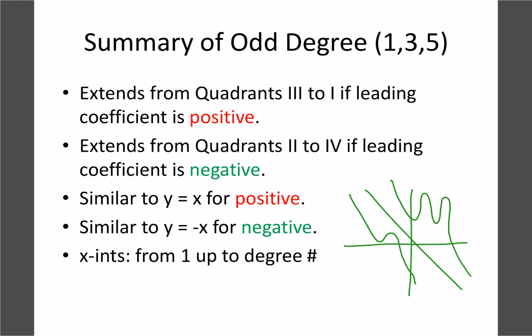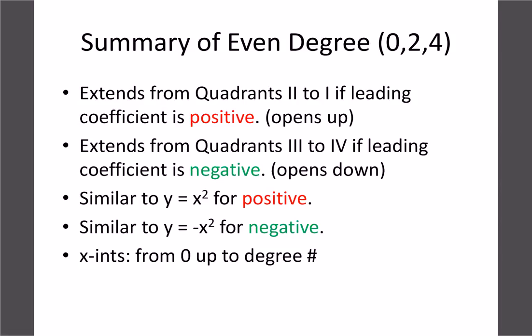So now when we do even degree ones, same sort of patterns apply, except we're just dealing with different quadrants. So if we have a positive 0 degree, remember, 0 degree was just a positive straight line that was above. So we have 0 x-intercepts, and we can see it's going from quadrant 2 to quadrant 1. So that was our constant function, or 0 degree.